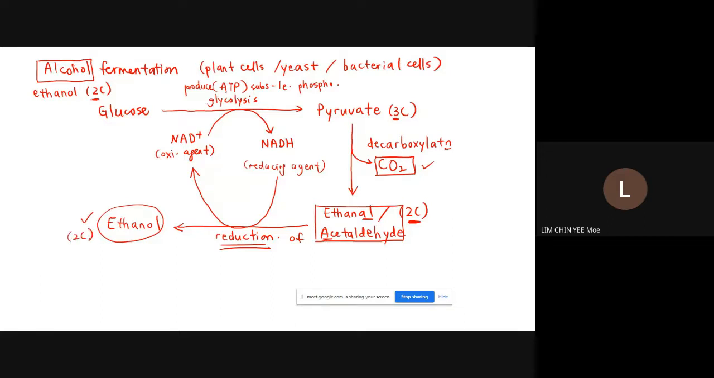So the equation here, you will have glucose, which is C6H12O6, jadi ada carbon dioxide, ada ethanol yang 2 carbon, C2H5OH. Kena hafal ya. At least you tahu dia 2 carbon. Plus 2 ATP. Inilah equation dia. Ada ethanol, ada carbon dioxide, ada ATP. Balance it. Any question on alcohol fermentation?